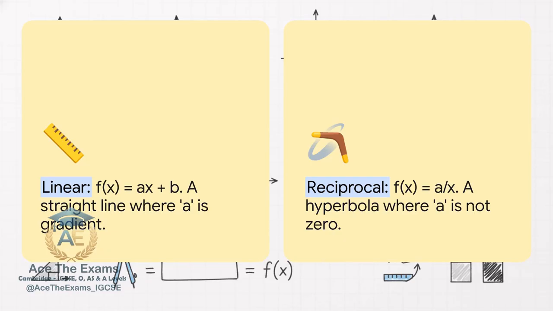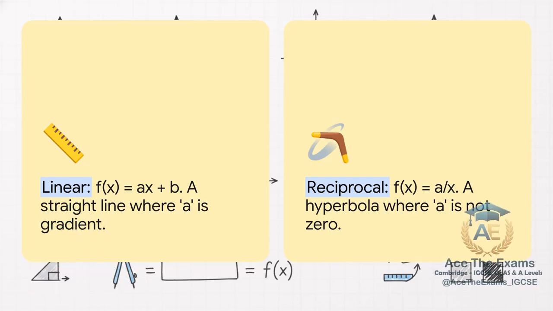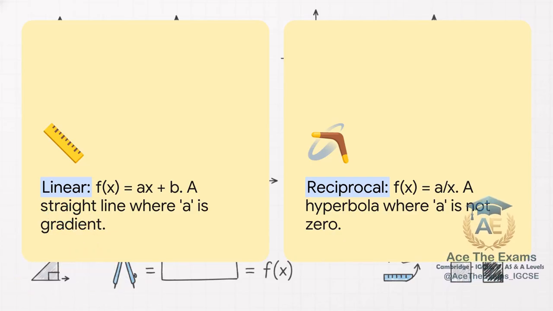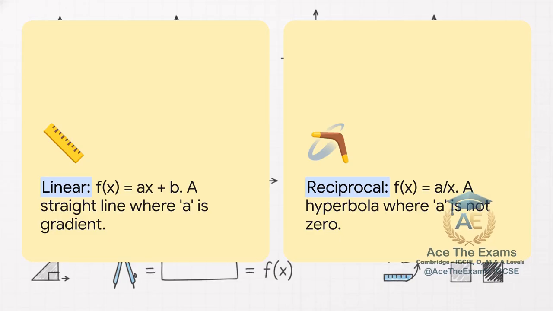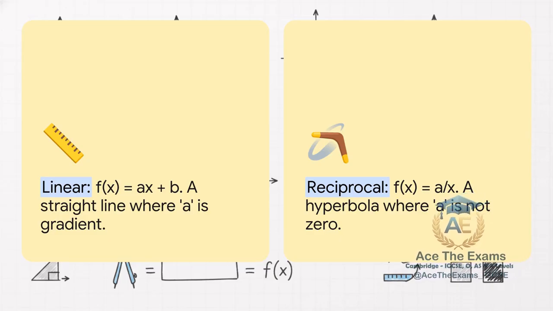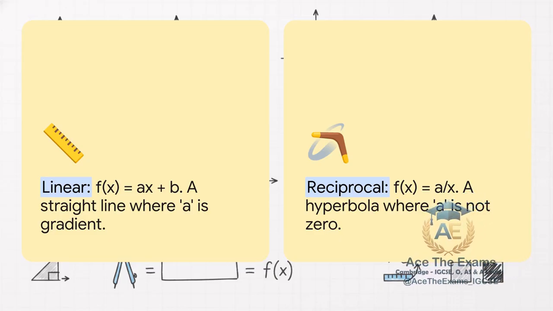Let's contrast our 2 base forms. On side A, we have the linear function. Its true algebraic identity is always f(x) = ax + b. It represents a perfectly straight line where a is your gradient or your slope and b is your y-intercept. It's the straight shooter, no tricks.